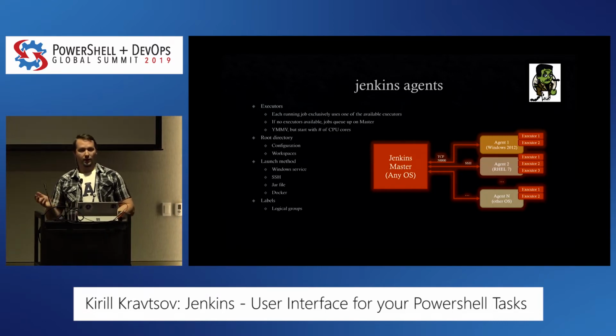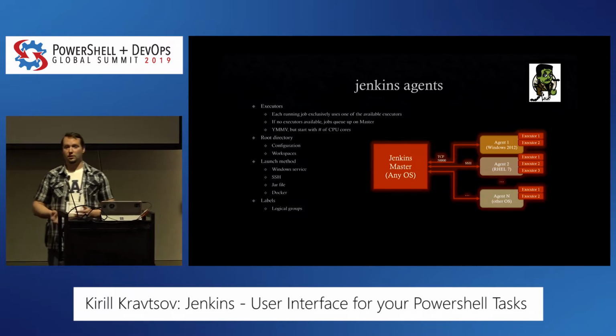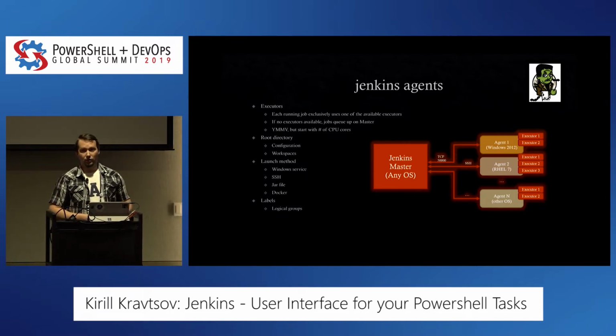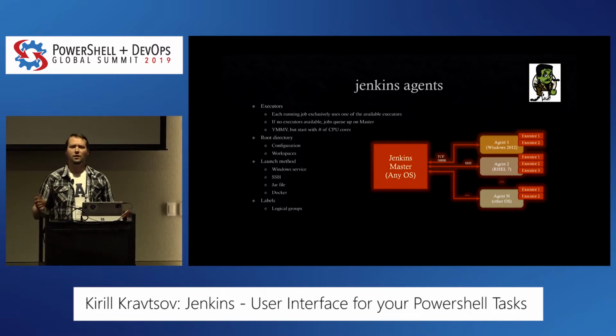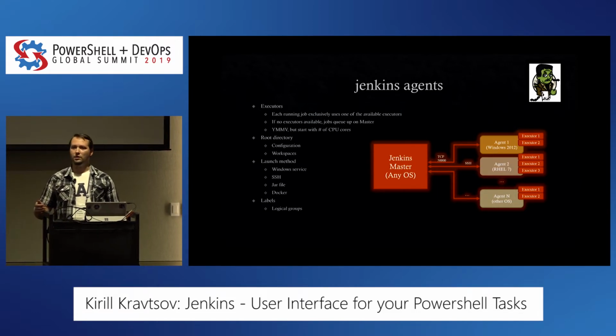Like I said, you can have different launch methods here. You can start Jenkins as a Windows service and have it run as a service account. You can have it as SSH and then connect to a Linux machine. You can start it as a jar file and interact with the desktop. And you can run it as a Docker container by downloading a Docker plugin and then, for each job, spawning a new Docker container, running the job, and destroying the container.